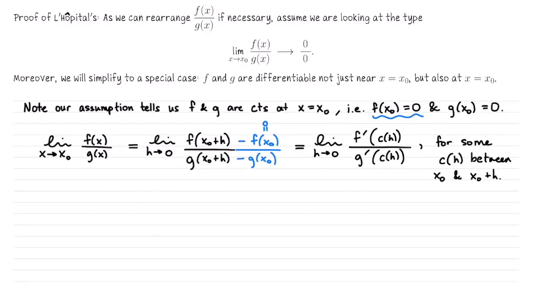The idea here is that as h goes to 0, x naught plus h is changing. So every time I change it, c would change. So c is a function of h. If I fix an h, I identify a c, but then I pick a different h, it's going to be a different c. So that c of h represents that the c changes as h changes. And then that whole step we just did is by Cauchy's mean value theorem.